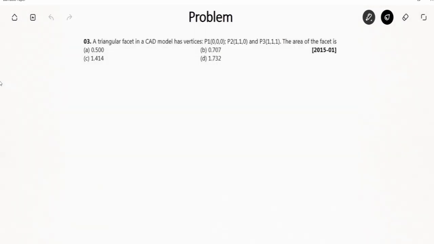So the next question is from the GATE year 2015. What they are asking in the question: a triangular facet in a CAD model has vertices P1, P2, P3. It's a triangular facet. So first of all I will try to locate the point P1. P1 is this point, let's say. P1 is 0 0 0, P2 is 1 1 0, and P3 is 1 1 1. So let's say this is P1, P2 and P3. It forms a triangle. The area of the facet is what they are basically asking.